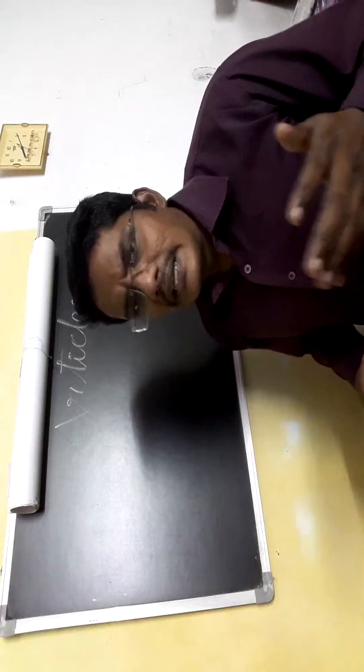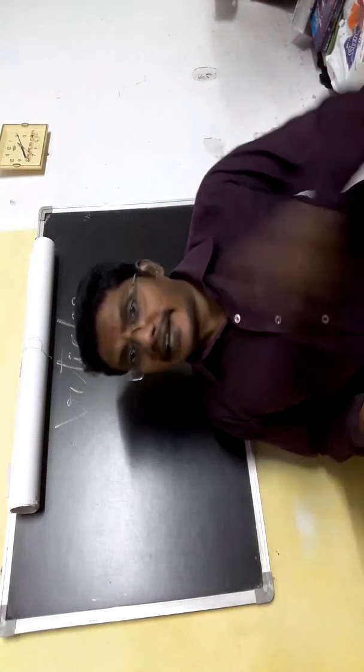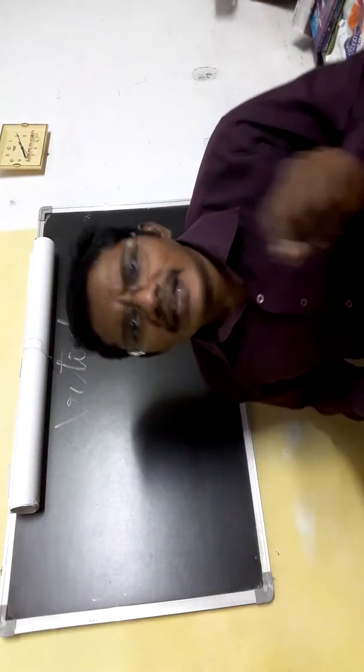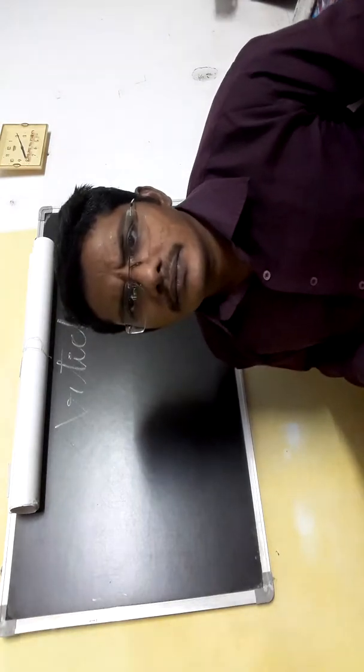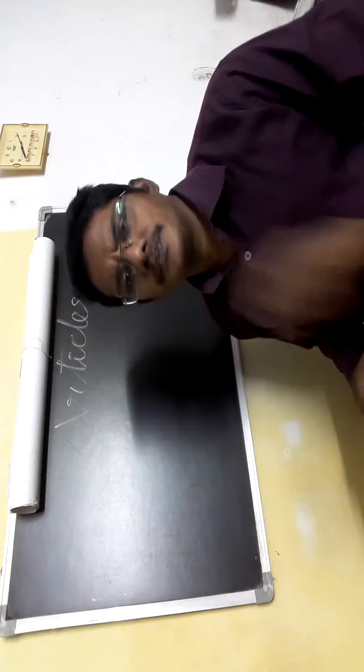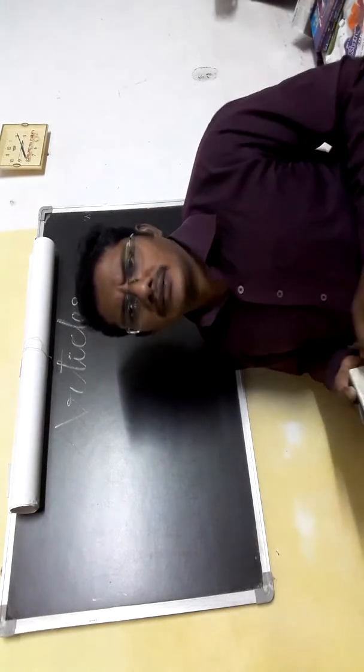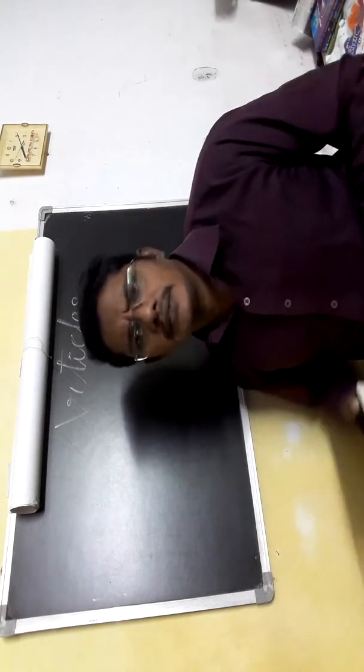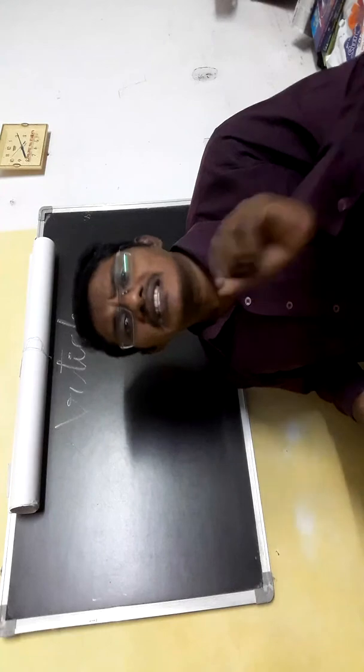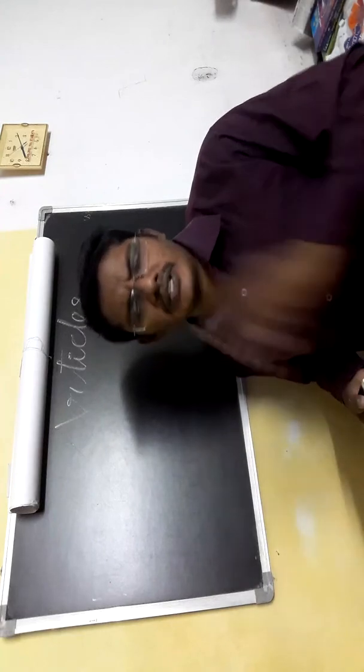What are indefinite articles? Second question. Indefinite articles are a and an. Third question. What is a definite article? The definite article is the. Those are the three questions I asked you.